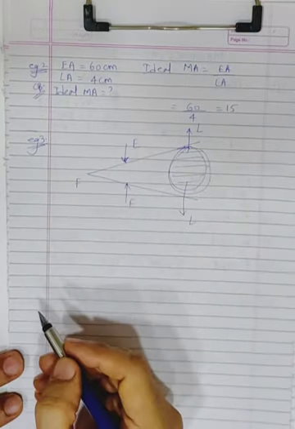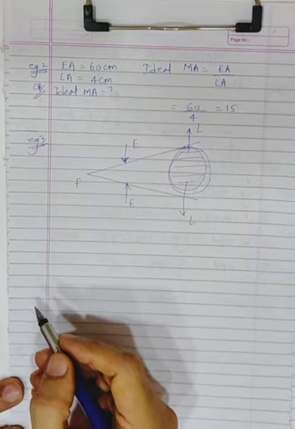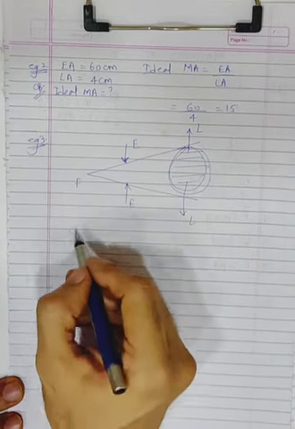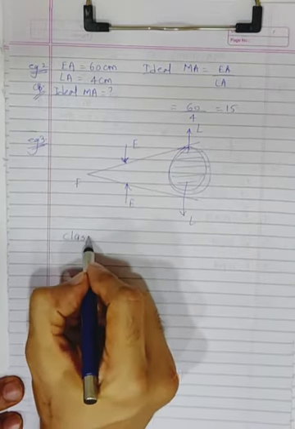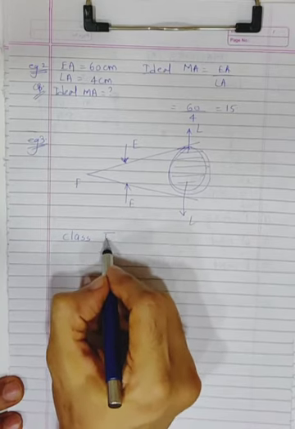Okay. Now what are they asking us to find? First part, name the class of the lever. So this is which class of a lever? Tongs, right? Class 3.